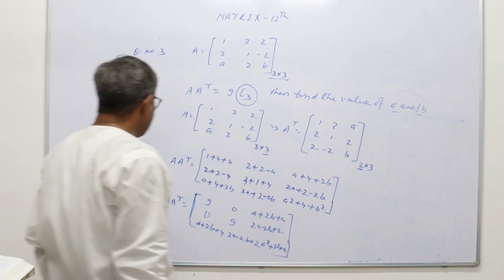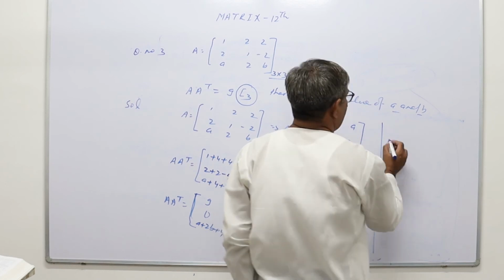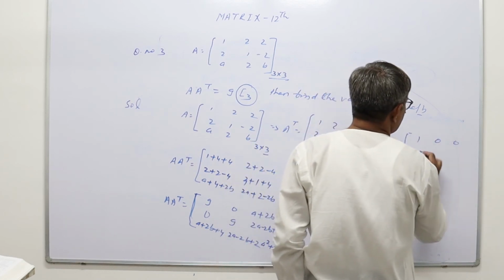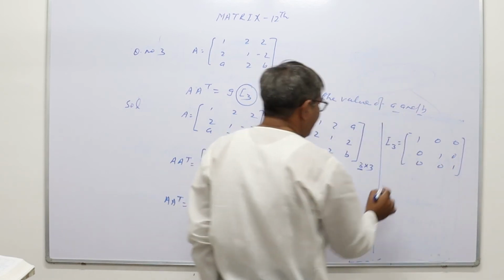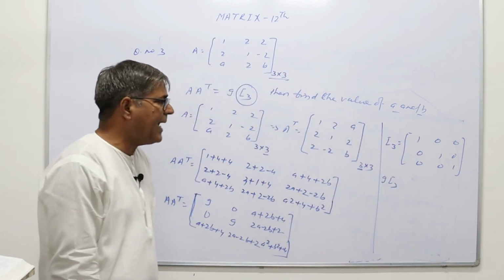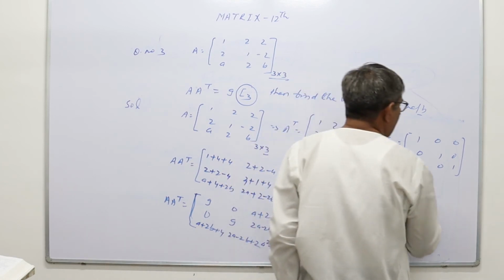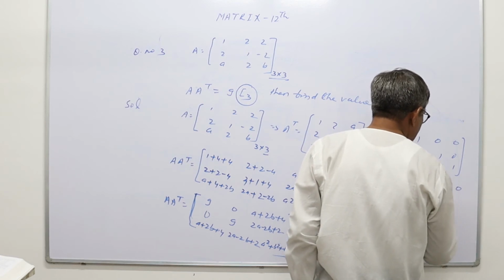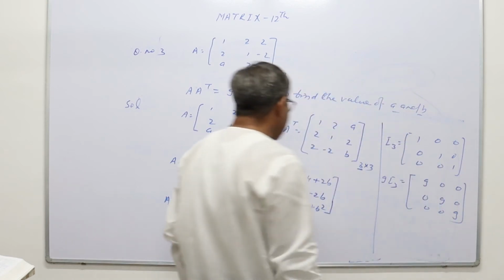And now what is I3? I3 is identity matrix of order 3. So 1 0 0, 0 1 0, 0 0 1. Now what is the left hand side? 9 I3, that is scalar multiplication of 9 with I3. So the principal diagonal element will be 9 0 0, 0 9 0, and 0 0 9. So this is 9 I3.